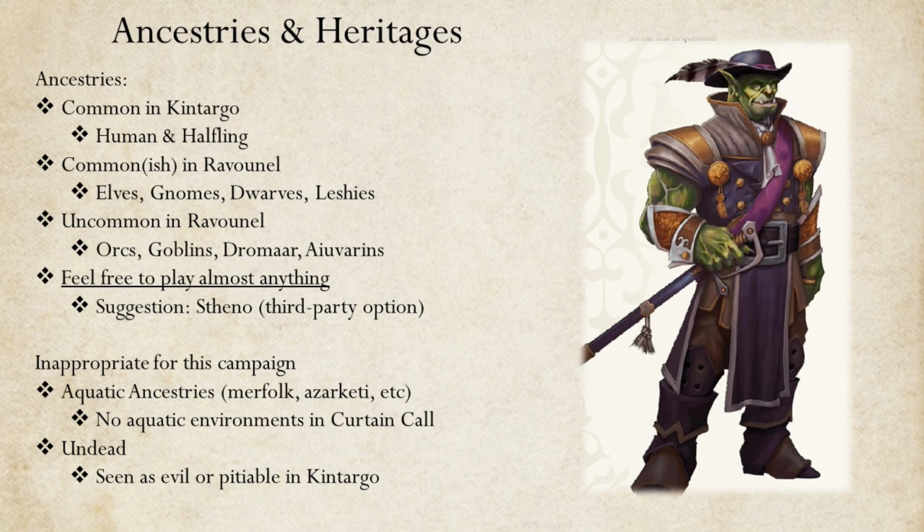Outside of Kintargo proper, elves, gnomes, dwarves, and leshies are all fairly common in Ravenel. Ayuvarans and Dromar are less common, as are goblins and orcs, but none of these ancestries or heritages would stand out as worthy of notice in Kintargo. Again, though, you could play members of most ancestries without any significant problems in this AP.